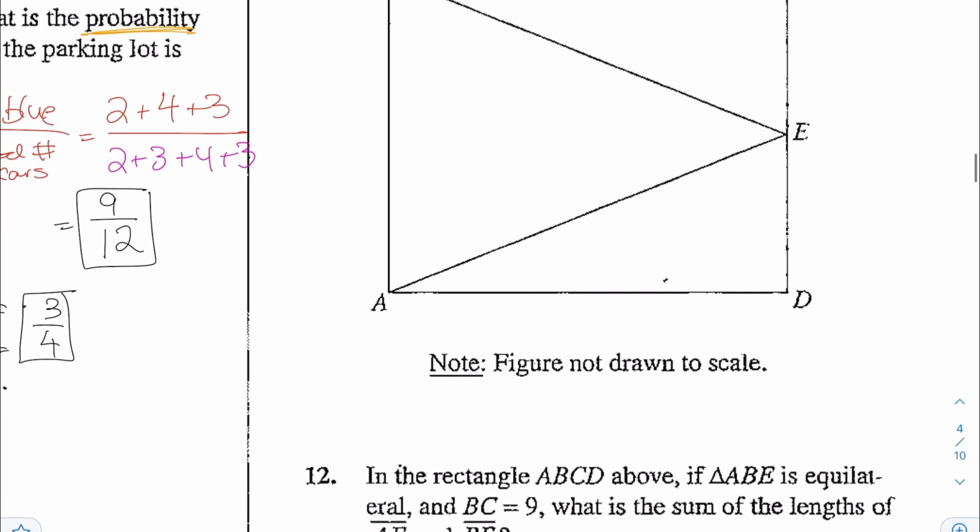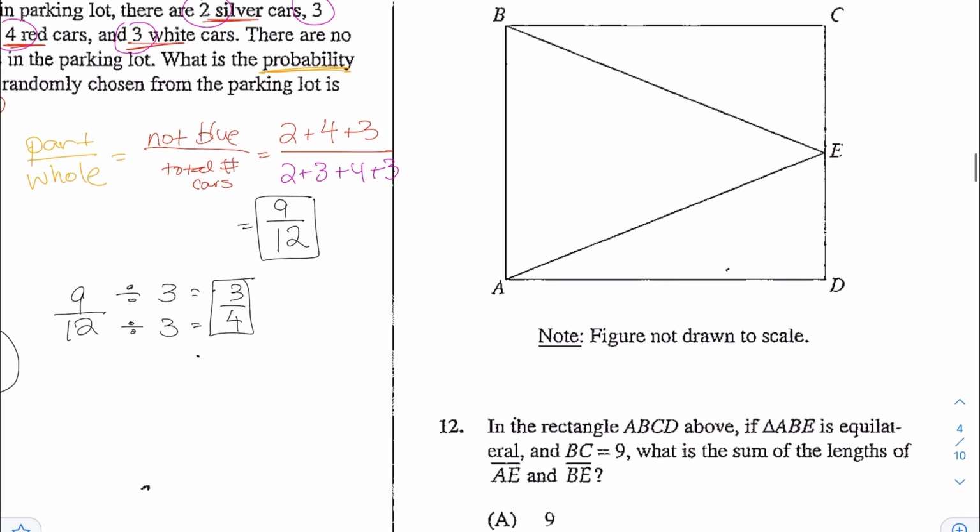All right, next for number 12, in the rectangle ABCD above, if ABE is an equilateral triangle and BC is equal to 9, what's the sum of the lengths of AE and BE? All right, so ABE is equilateral, which means that all sides are equal. Again, figure not drawn to scale. It looks isosceles, but it's actually equilateral. Now, BC is equal to 9. Now you want to figure out the sum of the lengths of AE and BE.